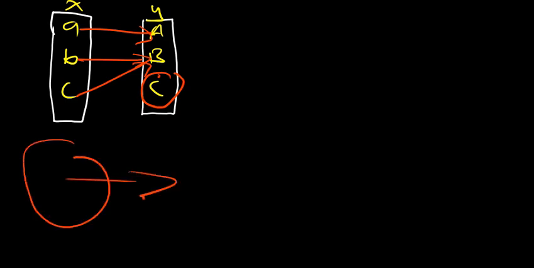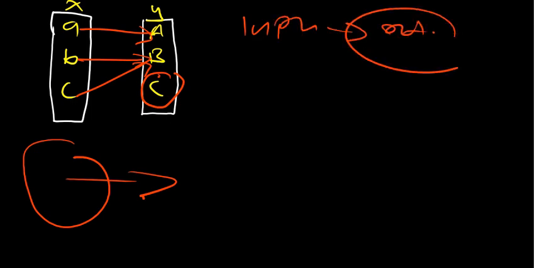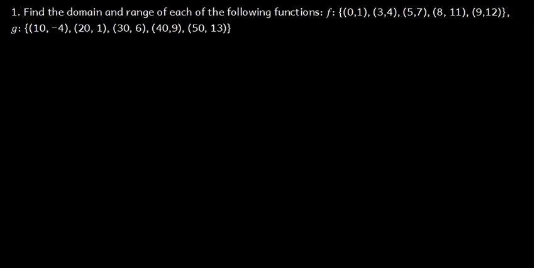So all the elements of the input values are supposed to have what? The output. But it is possible that the output does not have the what? The input. That is just okay. So we can consider that one to be a function. Okay, so now let's see how we can solve this.